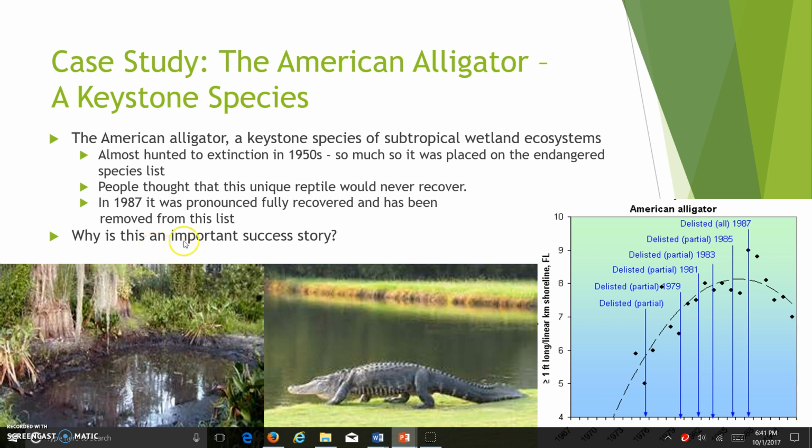The story of the American alligator is definitely an important success story, and that's because there was such a drastic decline of this species and a complete recovery as well. It's also a story of federal government and state government cooperating with one another to put protective measures in place for this species. It's definitely a prominent success of the nation's endangered species program.